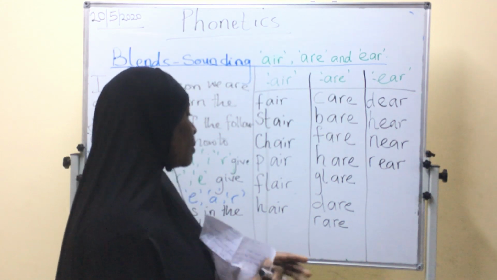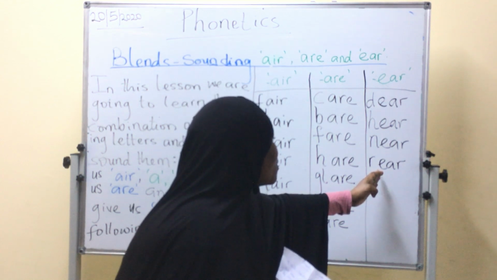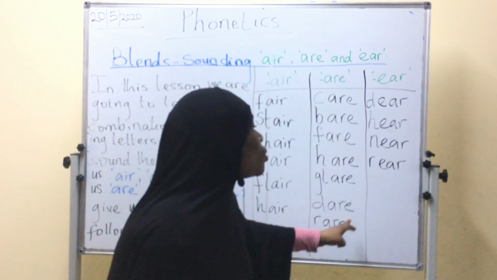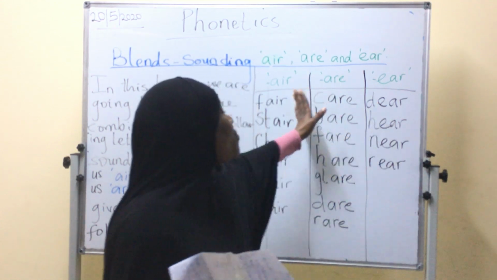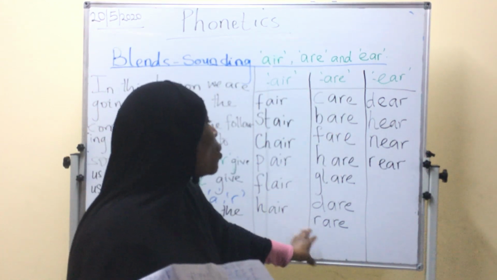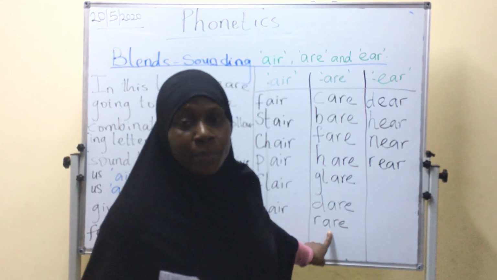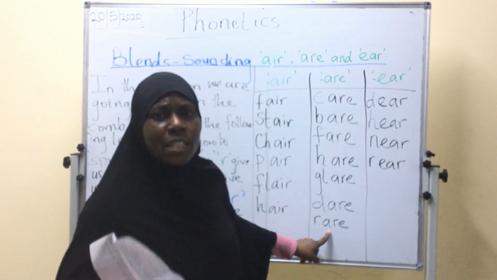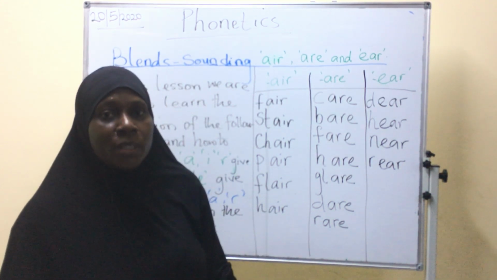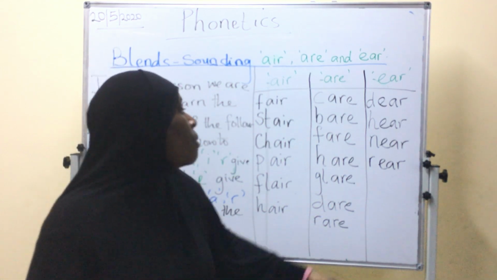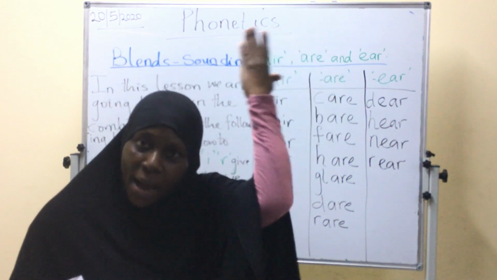Now, if you want to think quickly, you're going to say, what's the difference between this and this? That is why I was emphasizing that this sound is slightly different from this sound. So, if you look at this, this is rear and this is rare. If you're sounding it well, the person knows what you're saying. If you say rare, something is scarce. It's not easily available. Rear, from behind. From behind you, rear.